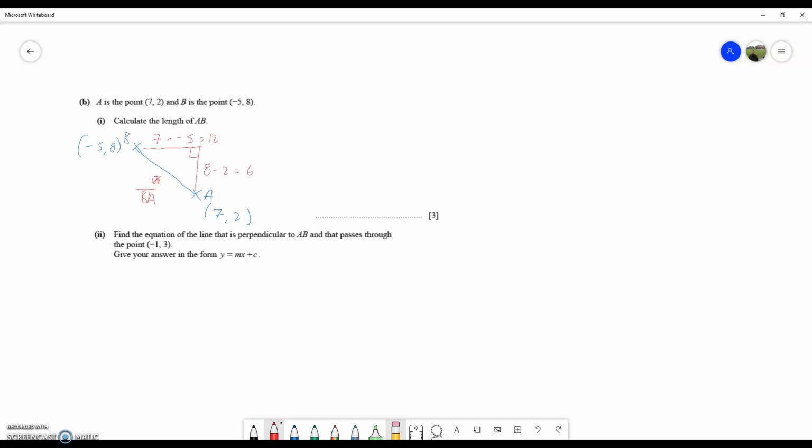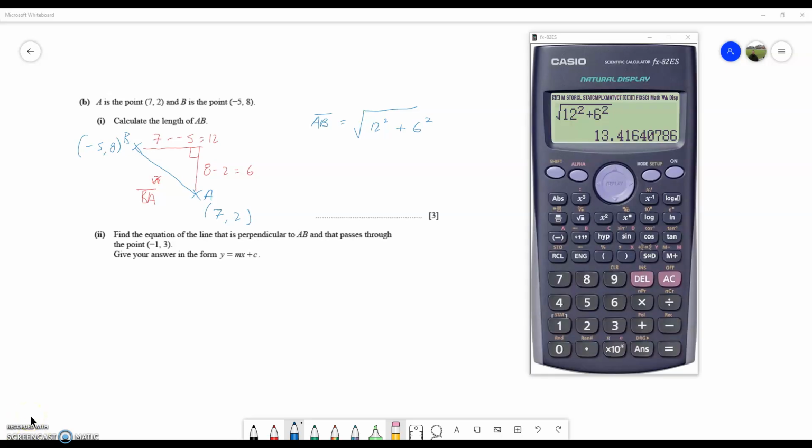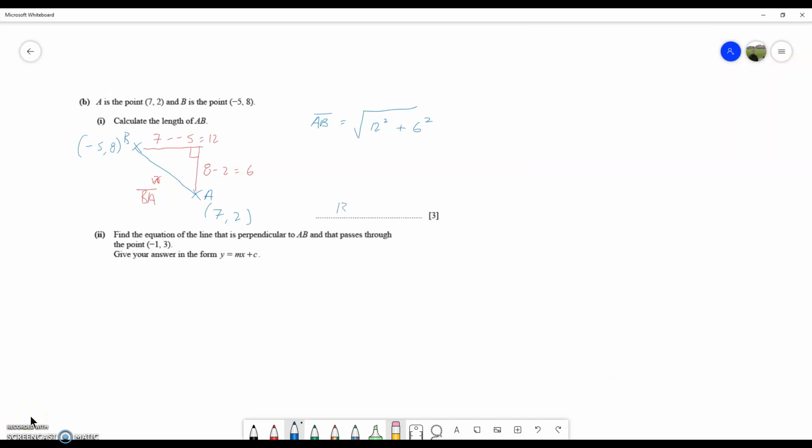So to work out the length, we can use Pythagoras. So AB is going to equal the square root of 12 squared plus 6 squared, which gives us the final answer, which is 13.42. Then we move on to the second part of the question, which is find the equation of the line that is perpendicular to AB that passes through the point -1, 3.